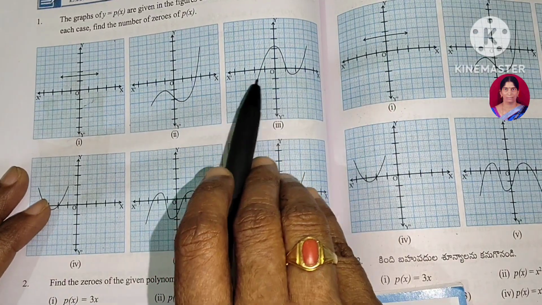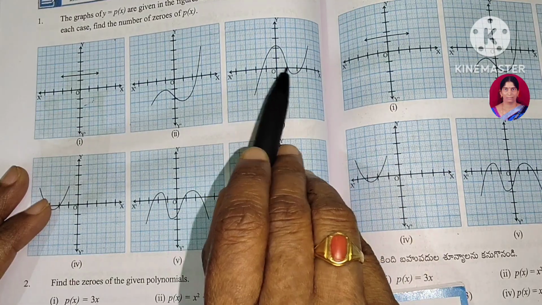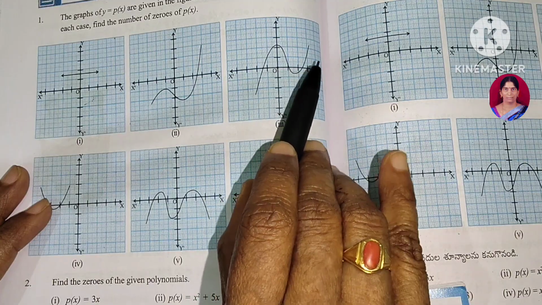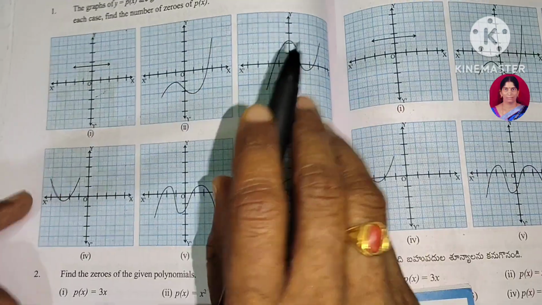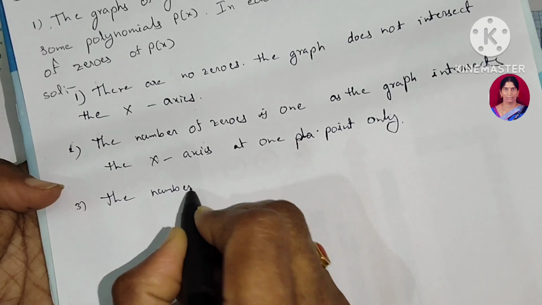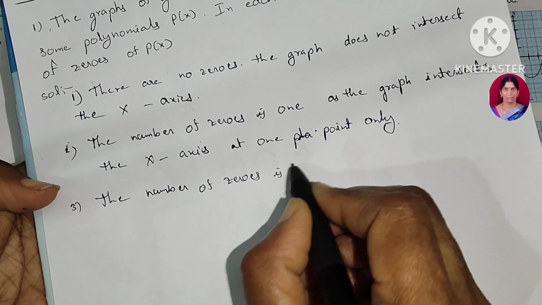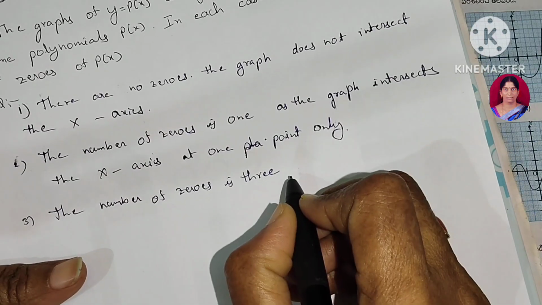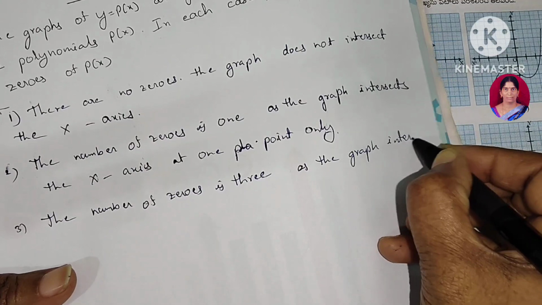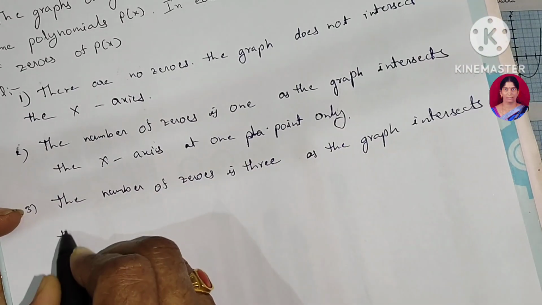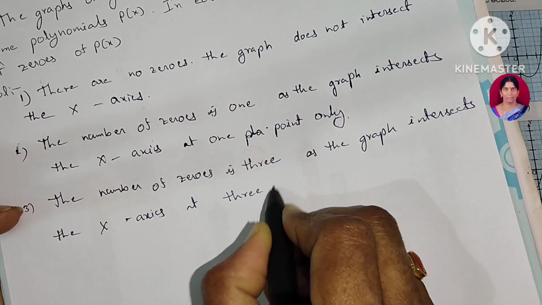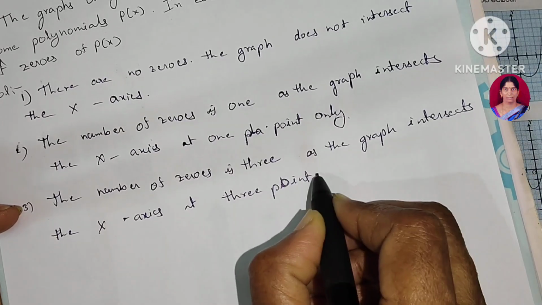Next, the third one. Here the given curved line touches the x axis at 1, 2, 3 points, intersecting at 3 points on the x axis. So the number of zeros is 3. We write that for the third one, the number of zeros is 3, as the graph intersects the x axis at 3 points.